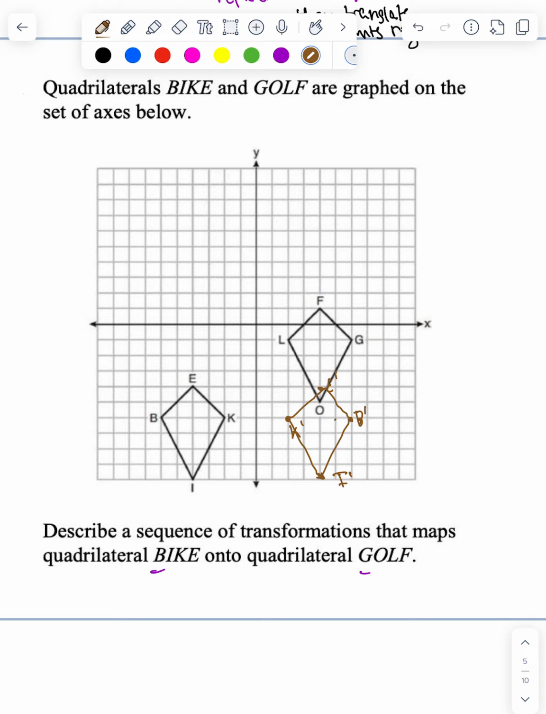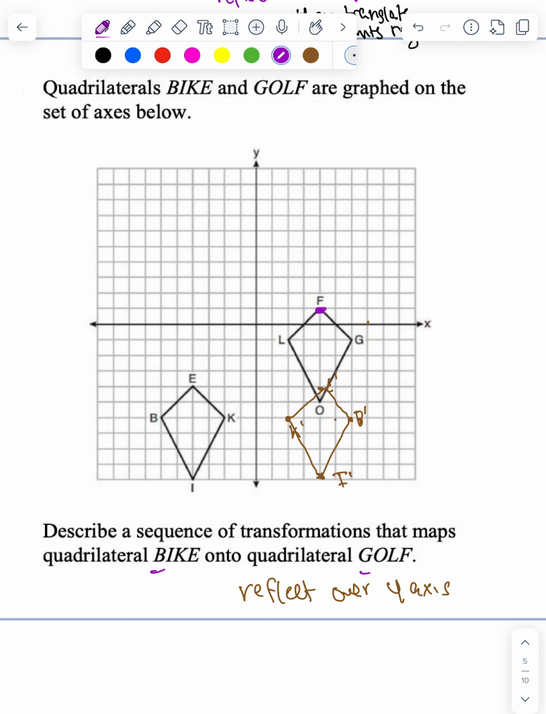Okay, let's check the orientation. B is now matching up to G. I is now matching up to O. K is matching up to L. And E is matching up to F. So this looks good to go. So reflect over y-axis. And then we just need to see how much to translate by.